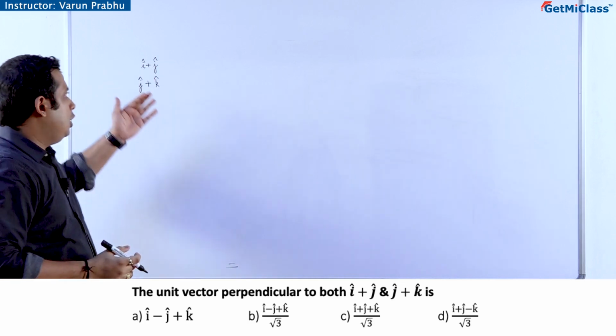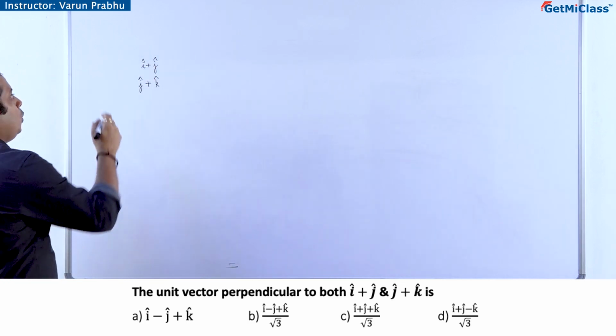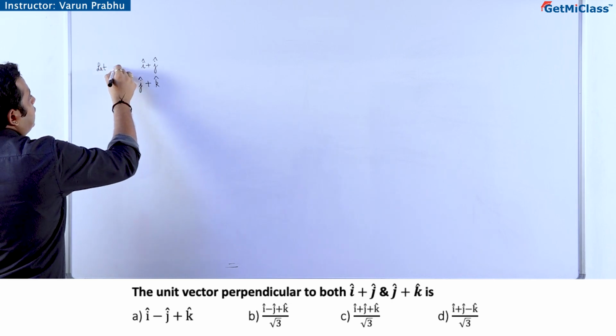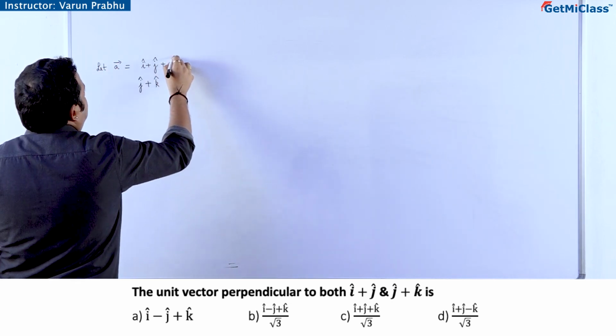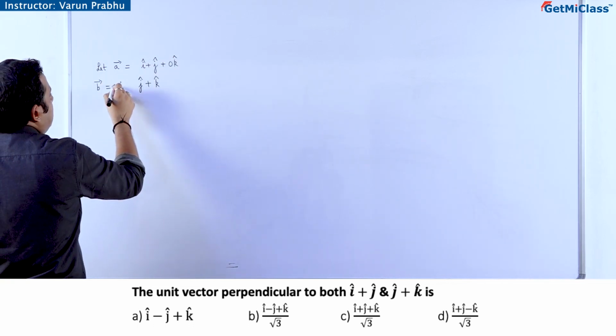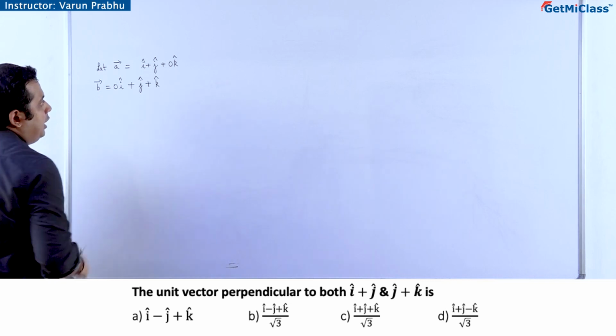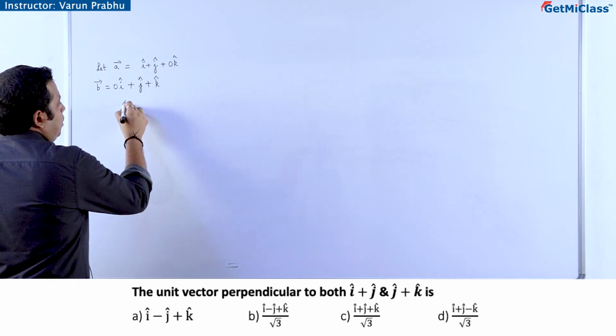The question is asking for a unit vector which is perpendicular to both these vectors. So we'll call the first vector as vector A, that is i cap plus j cap plus 0 k cap, and the second vector we'll call vector B, that is nothing but 0 i cap plus j cap plus k cap. Now the question is asking to find a unit vector.